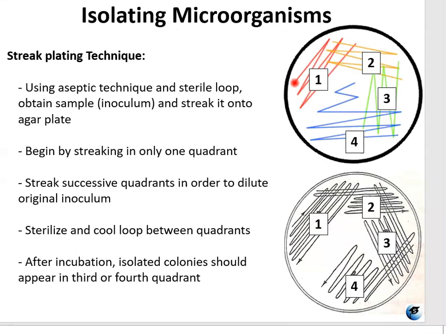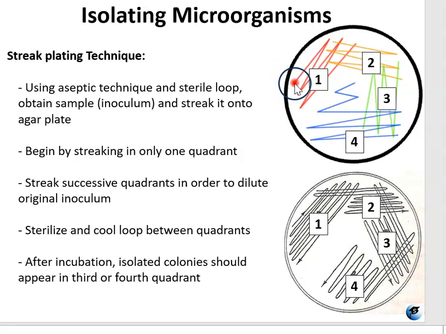The technique itself for doing this, for obtaining individual colonies of pure cultures, is called the streak plate technique, or streaking for isolation. Streaking for isolation consists of using a sterile loop to inoculate an agar plate using a primary streak followed by a second, third, and fourth streak, and sterilizing, or in your case, you're going to be switching out the loops between each streak. The inoculum is obtained, and then you streak it into the first quadrant right here.